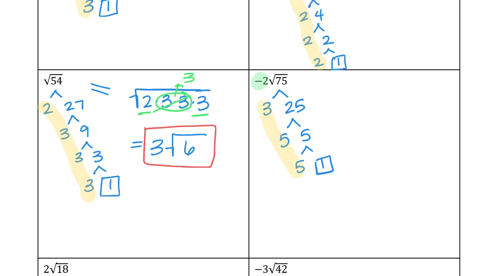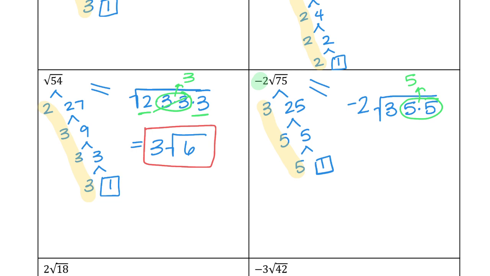So I'm going to rewrite this with 3 times 5 in the square root, or underneath it. So when I rewrite this, I want to make sure I don't forget about that negative 2 on the outside. Square root of 3 times 5 times 5. So we look underneath the square root, and there is a pair of prime numbers. You have a pair of 5s. So that means one 5 goes out of the square root.